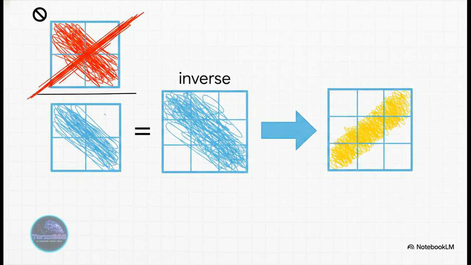Instead, linear algebra uses a much more elegant workaround, multiplying by the inverse. So instead of dividing by A, we multiply by the inverse matrix of A, which is written as A to the power of -1. And here's the beautiful part. When a matrix meets its inverse, they cancel each other out perfectly to leave us with I, the identity matrix. Think of the identity matrix as the number 1 in the matrix world. It's got ones running down the diagonal and zeros everywhere else.